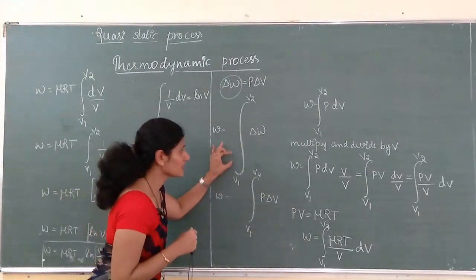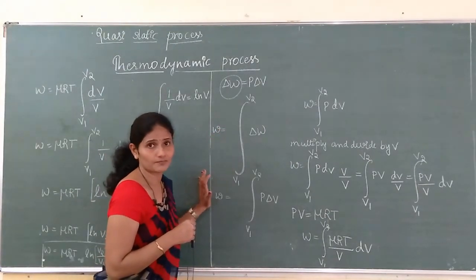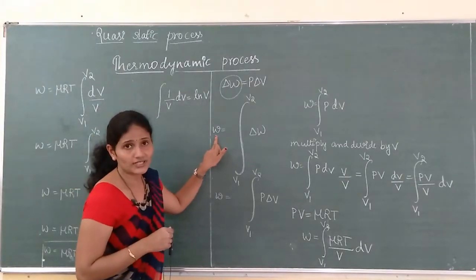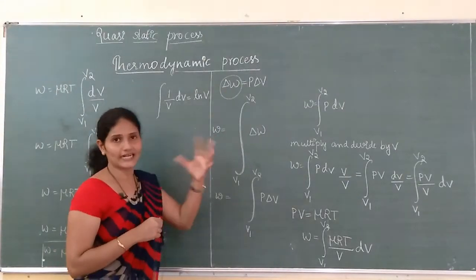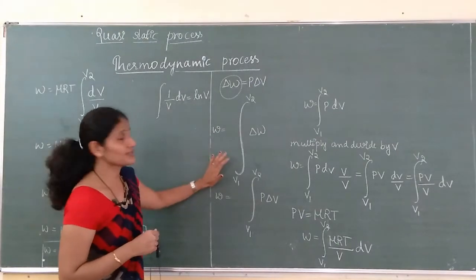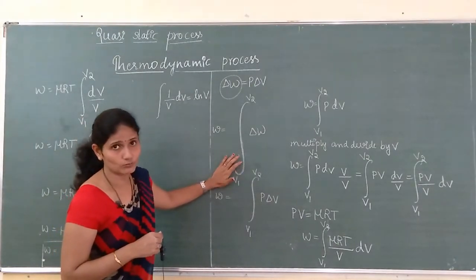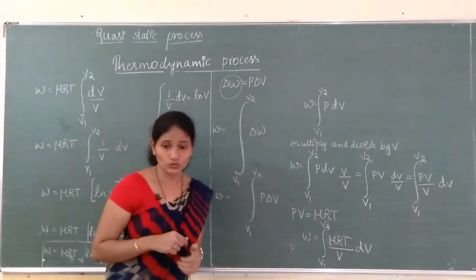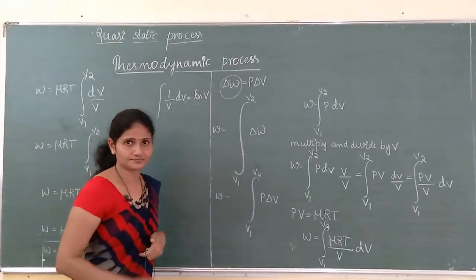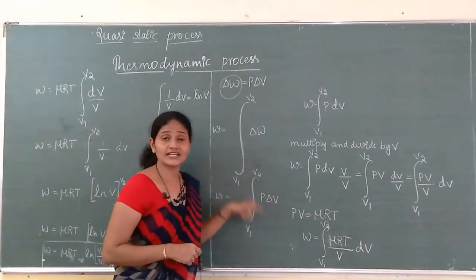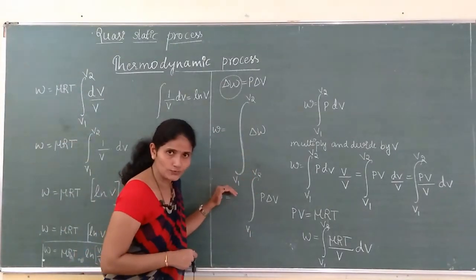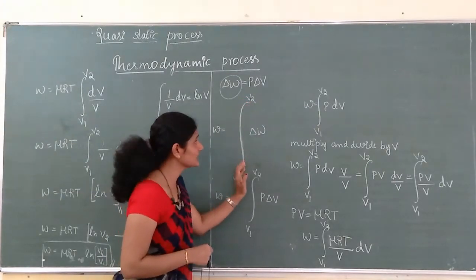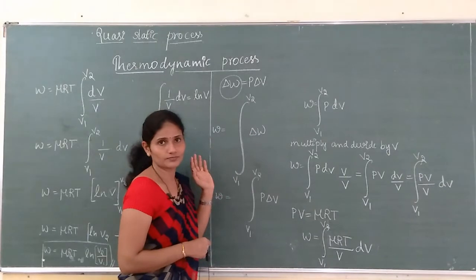Delta W's are the small amounts of work done. In order to calculate the total work done, we have to add all the delta W's. It is not easy to add all the delta W's because they are not equal. In that case, we have to use integration. From where to where are we integrating? From its initial volume V1 to its final volume V2, we are integrating delta W.